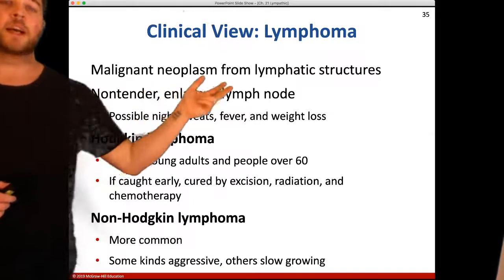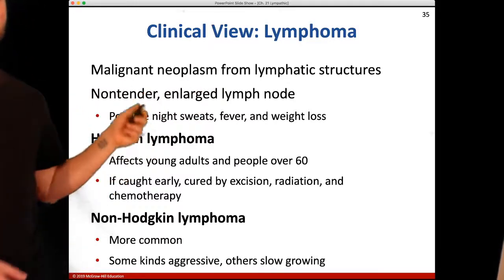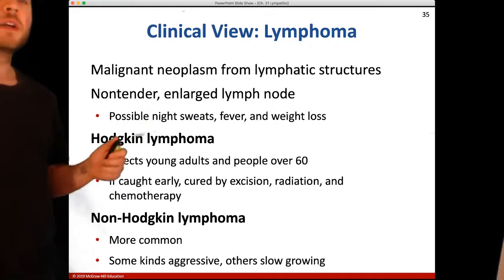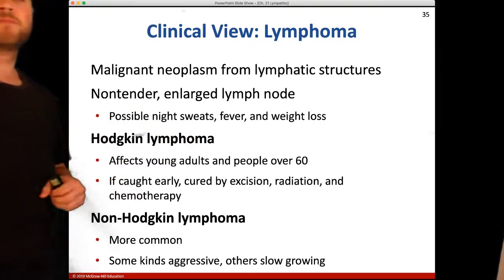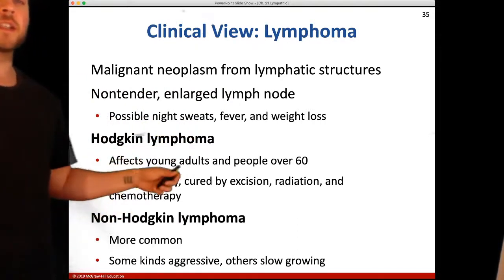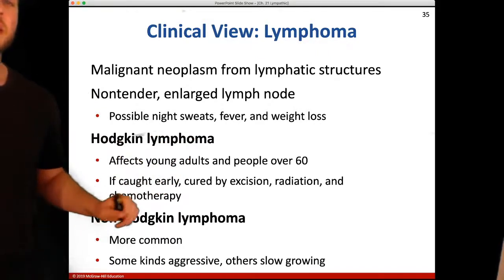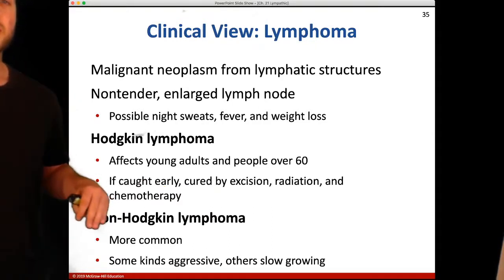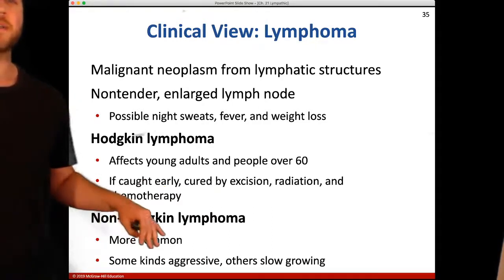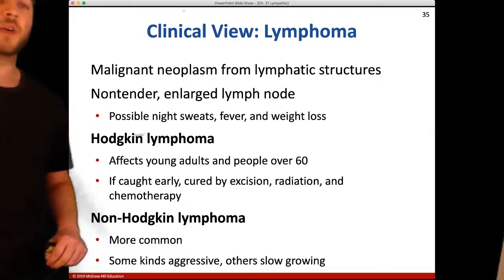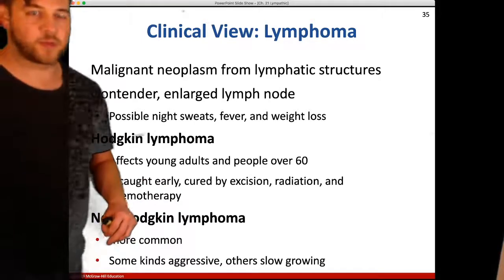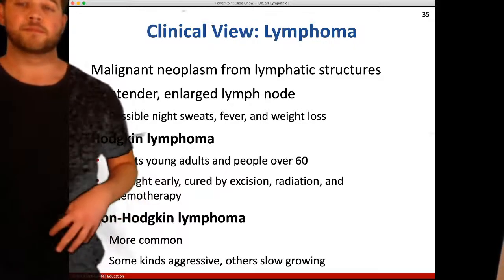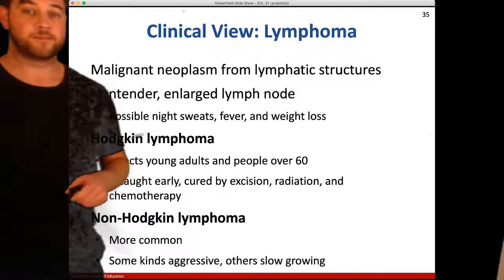Lymphoma, malignant neoplasm from lymphatic structures, it's a tumor. Non-tender enlarged lymph node, possible night sweats, fever, and weight loss. You can have Hodgkin's lymphoma, which affects young adults and people over 60. Caught early, it can be usually treated. Non-Hodgkin lymphoma is more common. Some kinds are very aggressive and others are slow growing. Because of lymphatic system's role in circulating fluid, non-Hodgkin's lymphoma can be very, very deadly.